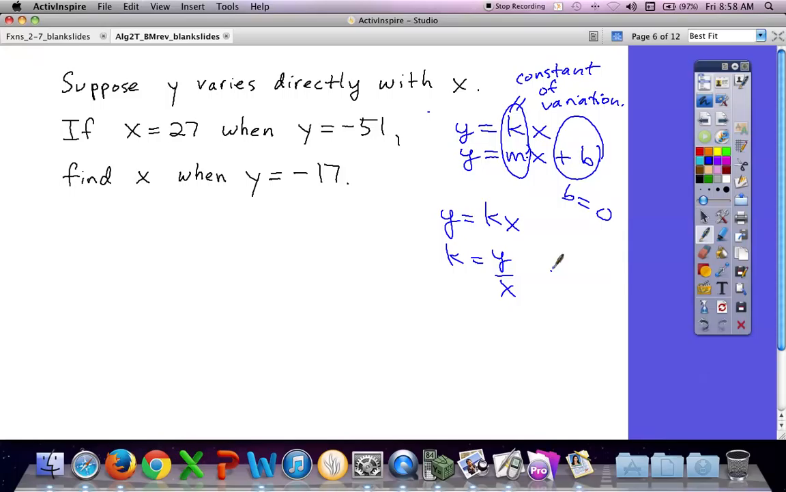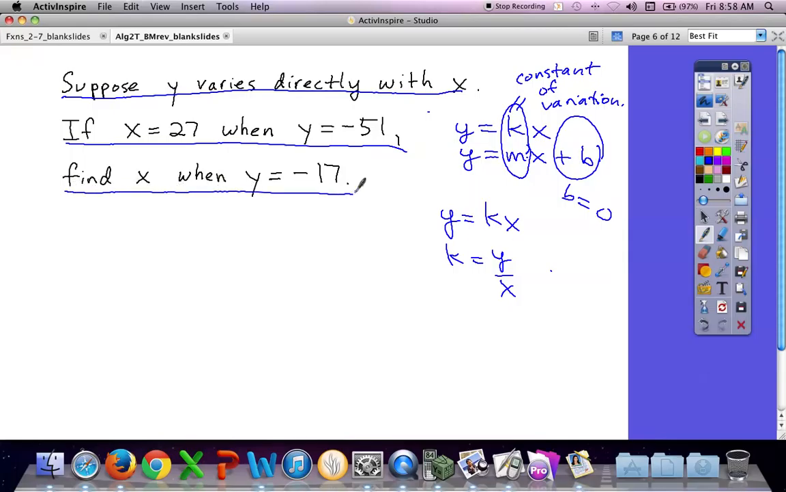So they have to tell you first that it's a direct variation. There's always a statement at the beginning that says, okay, this is direct variation. Then they have to give you one point where you know both the x and the y. And then they're going to ask you for a missing variable for another point. Well, if you know that the constant equals y over x, you set it up like a proportion, right?